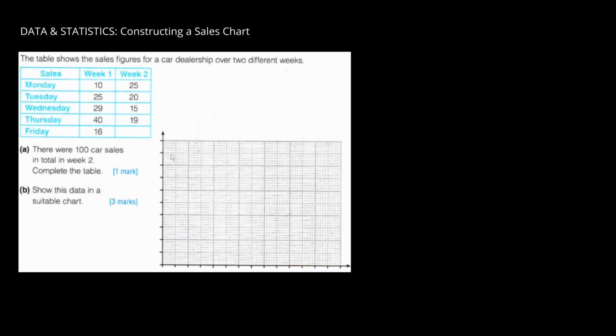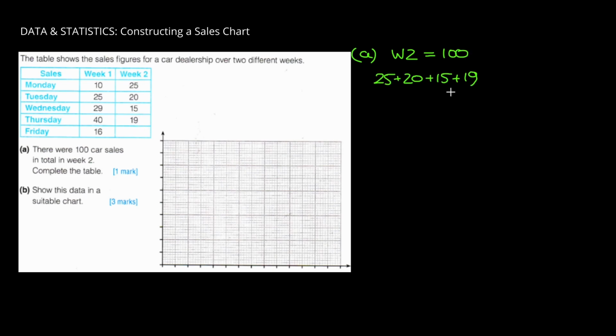Here's a question on statistical diagrams. We've got car sales arranged by day and arranged by week. And the first part's fairly easy: we've been told that the car sales for week 2 are 100 cars, and we've got to complete the table.